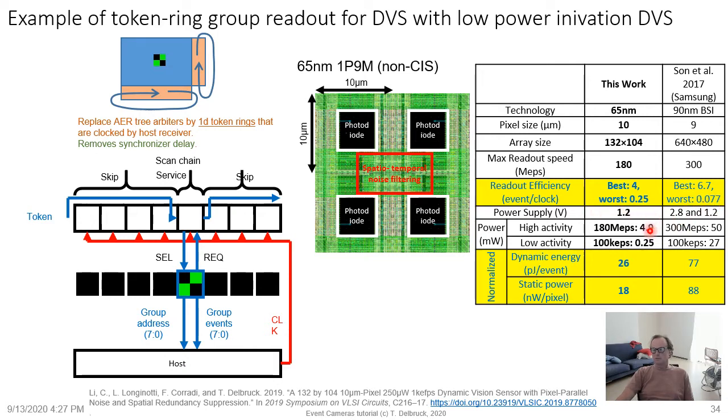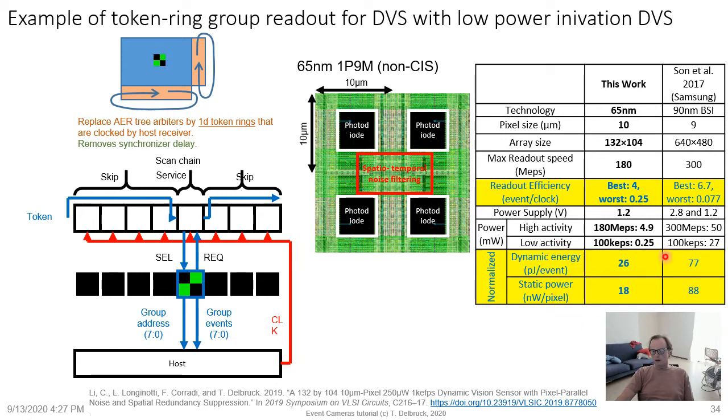Okay, so it compares the power supply and the power. You shouldn't really compare it at the die level, because the sensors are so different in size. But the maximum power consumption of this iniVation DVS is about 5 milliwatts. At low event rate, it's only about 250 microwatts.